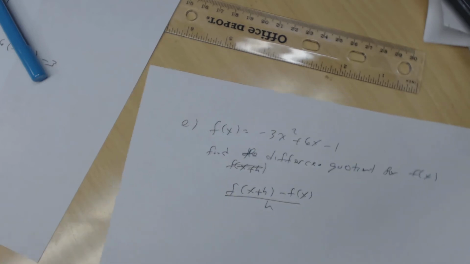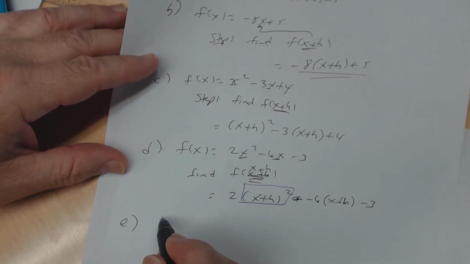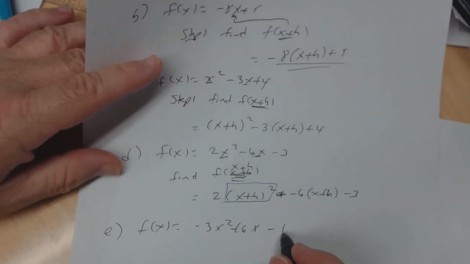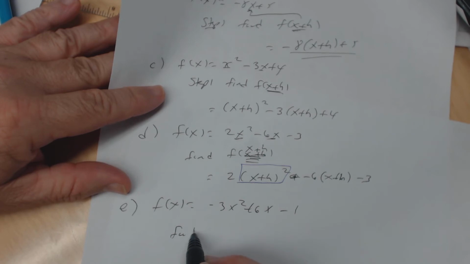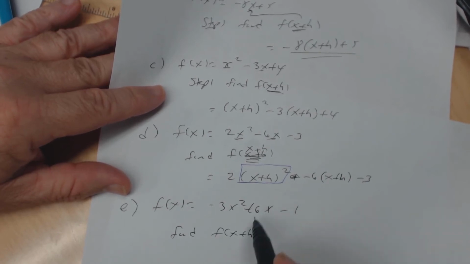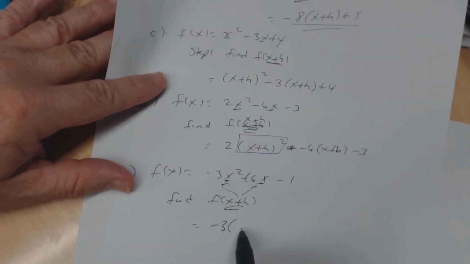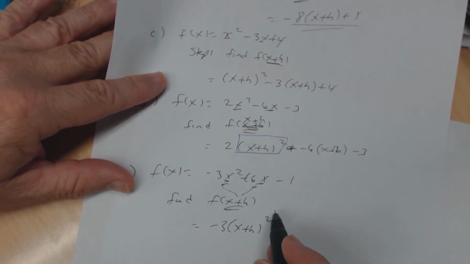So that's kind of when we went to this little page here. Okay, remember that? So we go to e. F of x is negative 3x squared plus 6x minus 1. So we're going to find f of x plus h. So remember what that means is that in place of x, I'm going to substitute x plus h. So I'm going to get negative 3 times, in parentheses, x, which I'm substituting with x plus h, but that's being squared, plus 6 times x plus h, replace x with x plus h, and then minus 1.